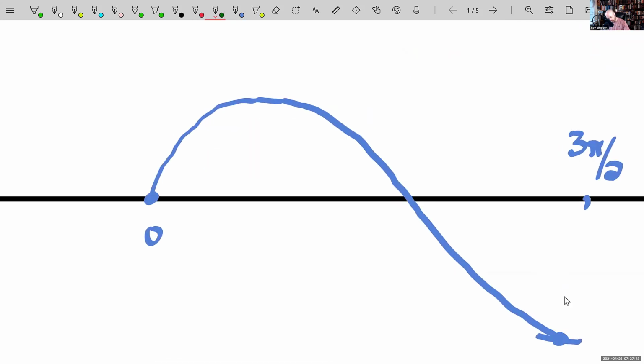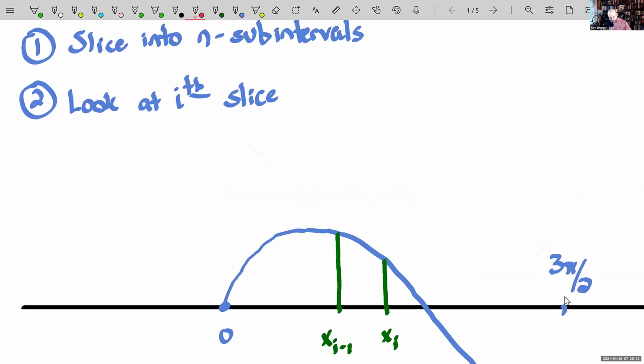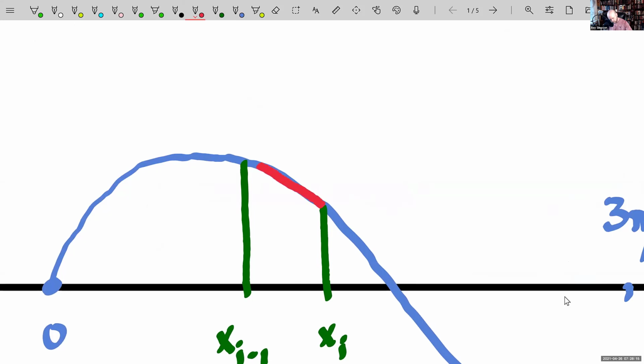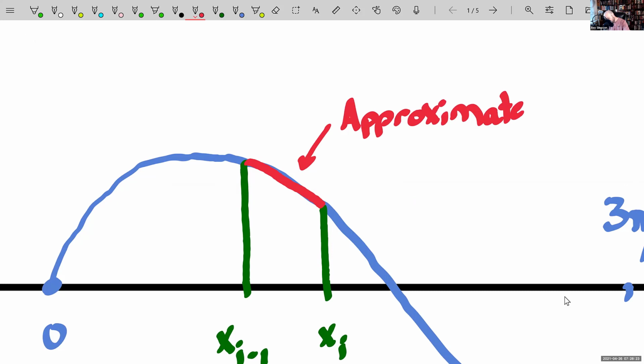Let's say that the ith slice starts at x sub i minus 1. I'm making it somewhat large here just for ease. So here's our ith slice right there. And what we're trying to do is find the length of the curve along that ith slice. So let me put in red here: approximate this length. And then what we'll do is we'll add up all those approximate lengths.